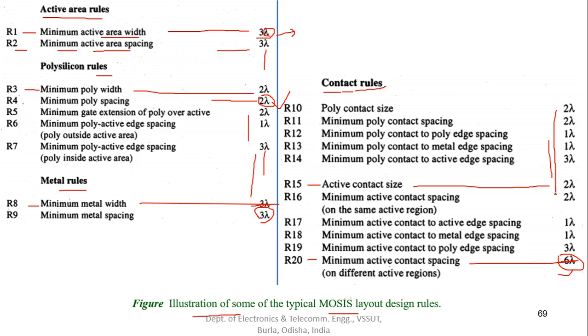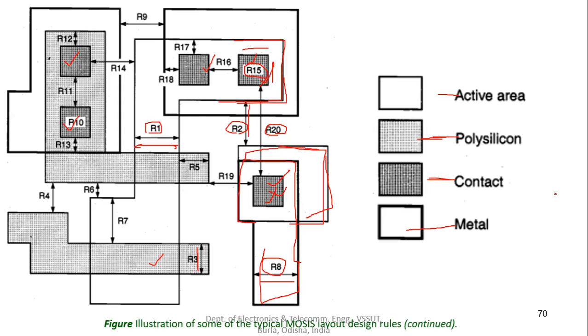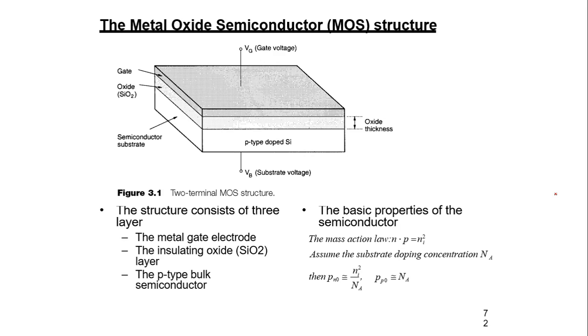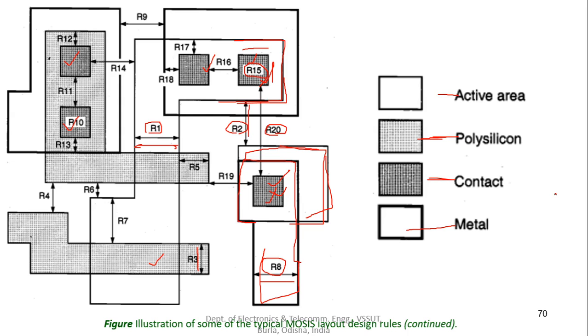Okay, so I think with this your module 1 is over, and from next class I will start the module 2 portion. Module 2 for VLSI design, and I will start with the MOS structure, metal oxide semiconductor structure. Okay, so module 1 is over here, right? Okay.